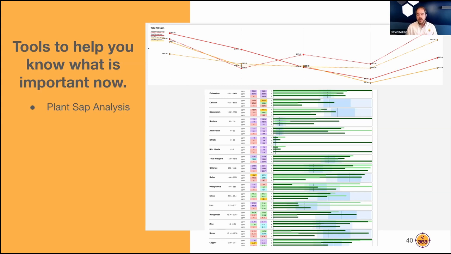Iron was low in the old leaf, but now it's doing pretty well in the new leaf. I'm not sure, can you see my cursor here or not, but I'm going to assume that you can. If we look at phosphorus, we see that our old leaf phosphorus really dropped, and phosphorus is critical for adenosine triphosphate, ATP, which is the energy molecule.